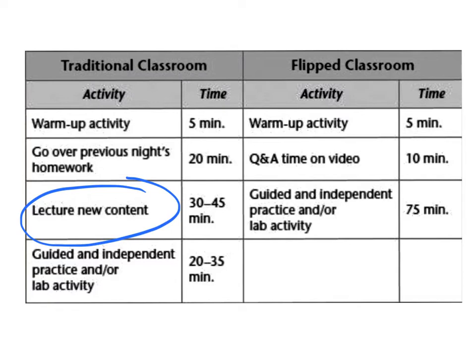Now on the other side, you have the flipped classroom, where this part is actually taken out of the classroom and you have the video at home. So the students watch the instructions before the class starts, and then when they arrive, they can have a quick warm-up activity, a Q&A on the video for 10 minutes, and then for the rest of the class, the teacher is freed up and can work alongside the students on guided and independent practice and lab activities.